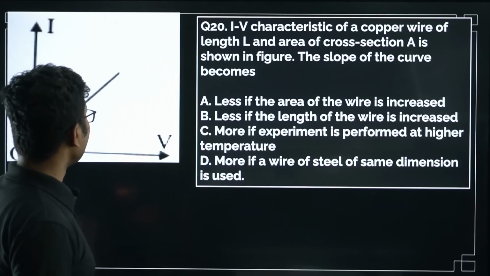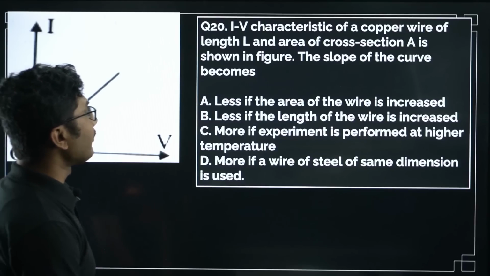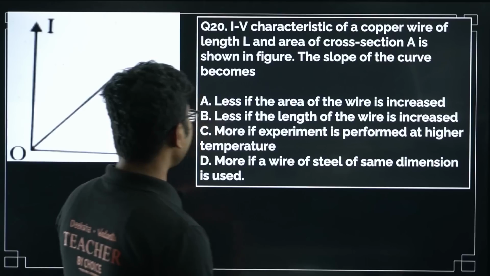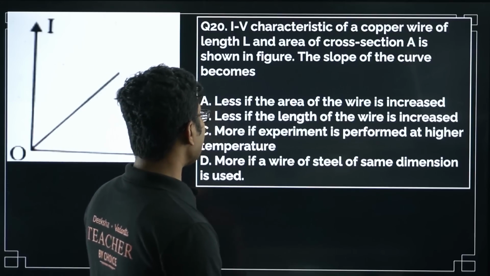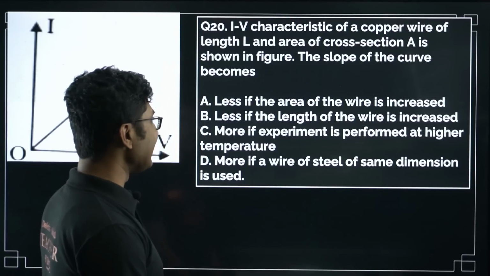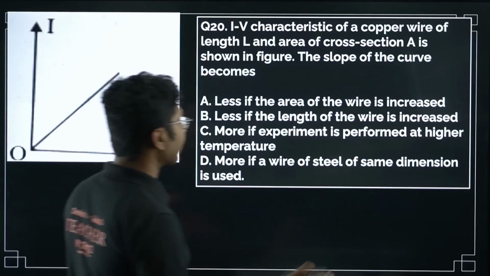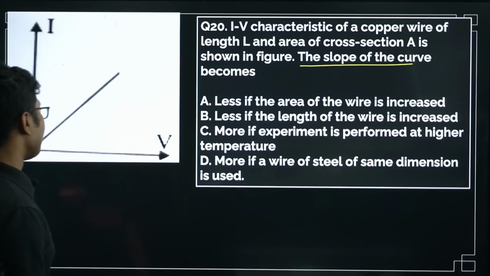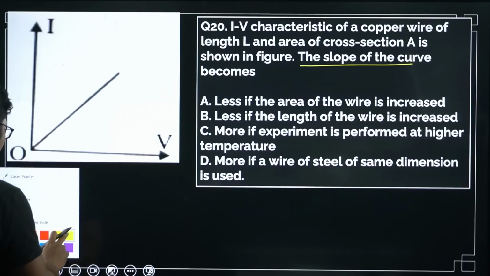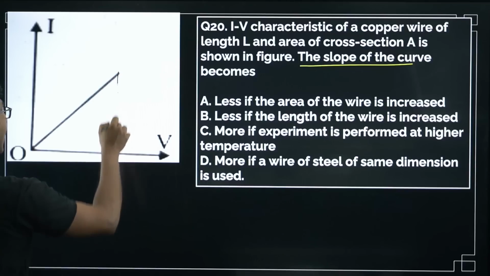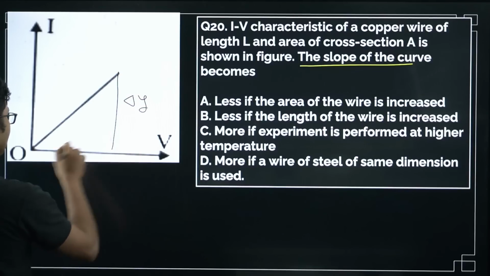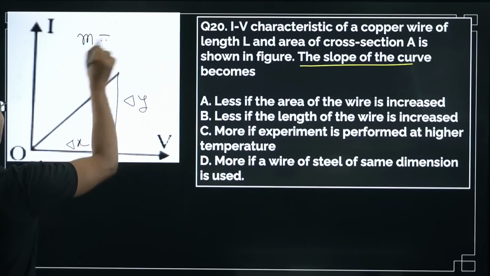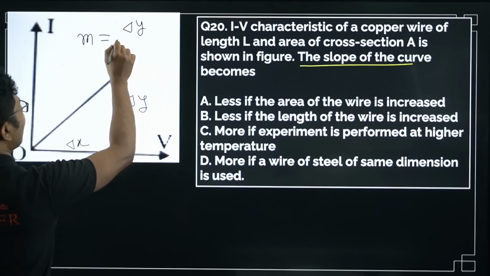Now next question, question number 20. IV characteristics of a copper wire of length L and area of cross section A is shown in the figure. The slope of the curve becomes less if area of the wire is increased. Before reading into the options, let's find what the slope of this graph is. We know that slope is delta y by delta x. So slope of a graph is delta y by delta x.